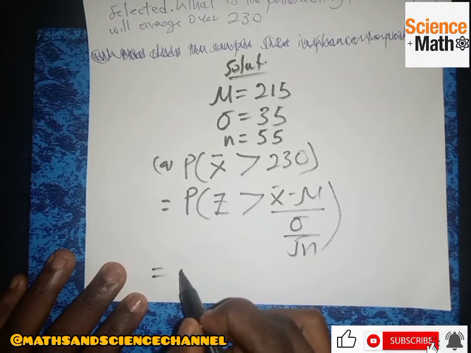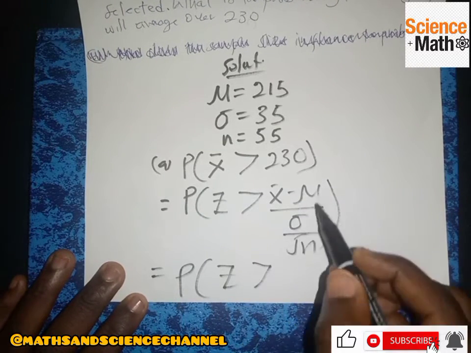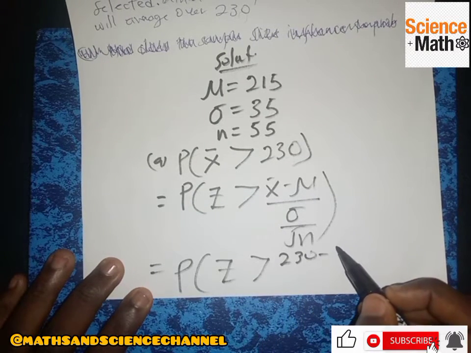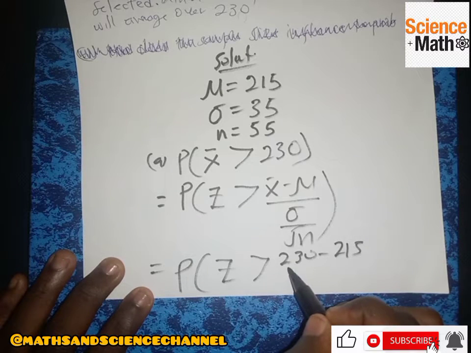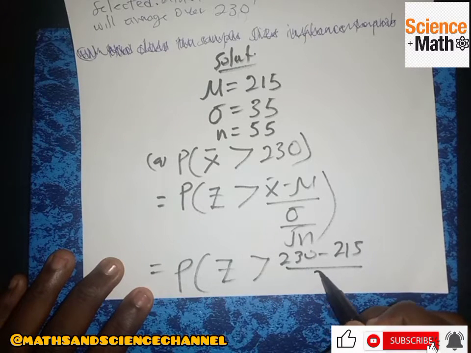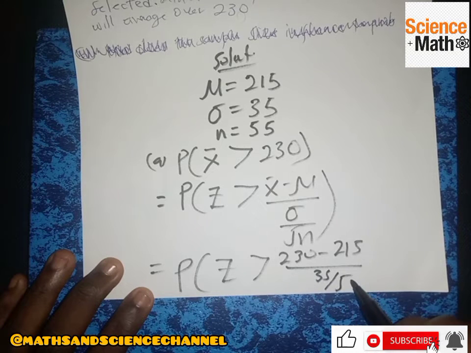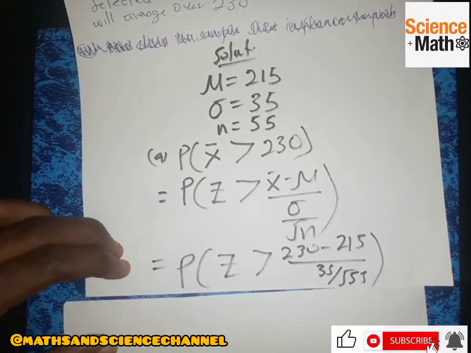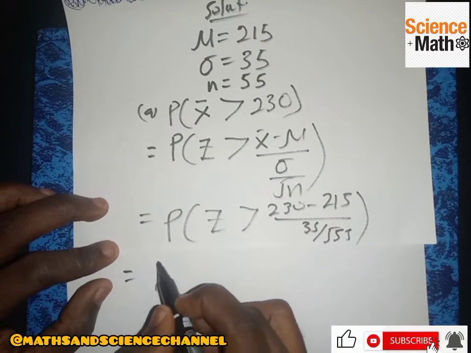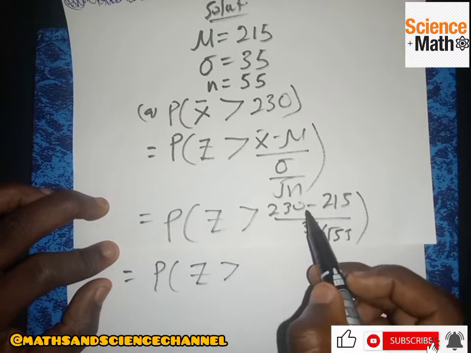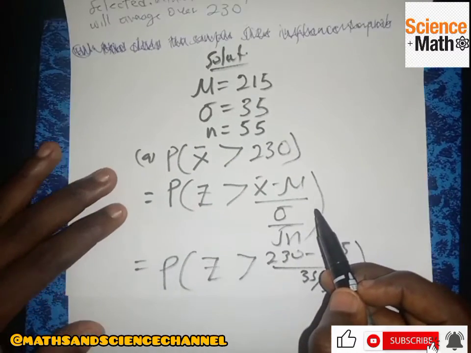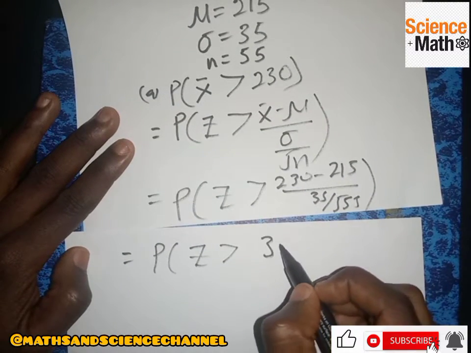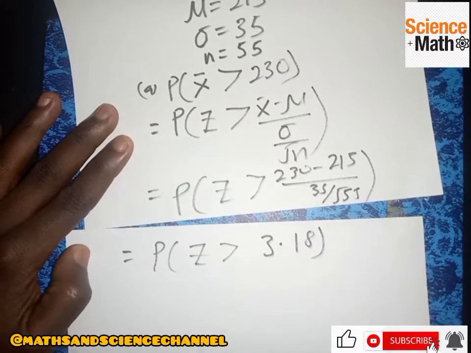So over here we have P of Z greater than, so our sample mean is just 230 here minus our population mean, which is 215, divided by the standard deviation 35 over the square root of the number of samples, which is 55. So computing the whole of this, we are just going to have the probability of Z greater than 3.18.